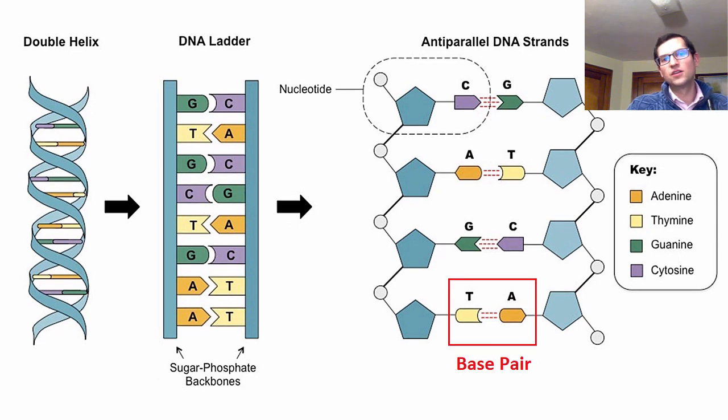A pair of these we call a base pair. Okay, so a pair of these is called a base pair. And you have a grand total of 3 billion base pairs per cell. So what you're looking at on the screen right now is 4 base pairs. You've got 3 billion per cell. That's a lot of base pairs.